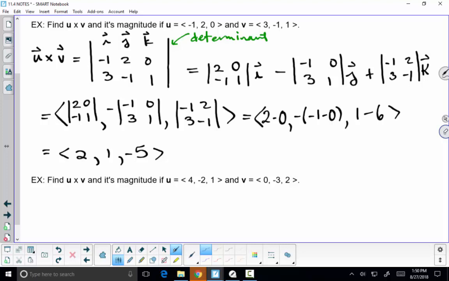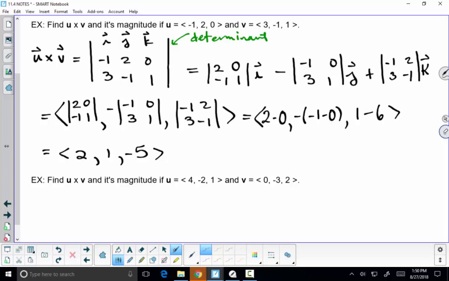One quick check that you're probably on the right track is that if you take it and dot it with each of those, you better get 0. If you dot it with this one, you have -2, +2, 0. That adds to 0. Dot it with this one, you get 6, -1, -5, that adds to 0. The chances of both of those being 0 and you having the wrong vector is very small.